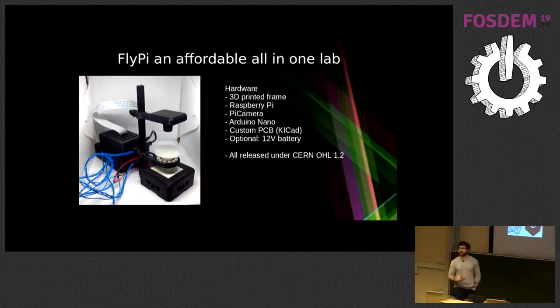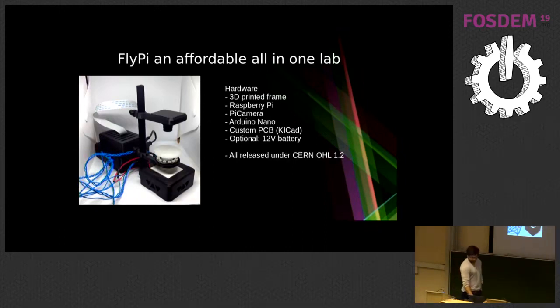Then we have an Arduino Nano coupled and communicating with this because we need time precision down to microseconds for a lot of the assays that we do in neuroscience, right? So it's really easy to have this time precision with an Arduino, as compared to a Raspberry Pi. We made a custom PCB with KiCad, and you can power this whole thing with a 12-volt battery. With a lead battery, which is about this big, you can power this for a couple of hours, right? Everything is released under the CERN open hardware license.